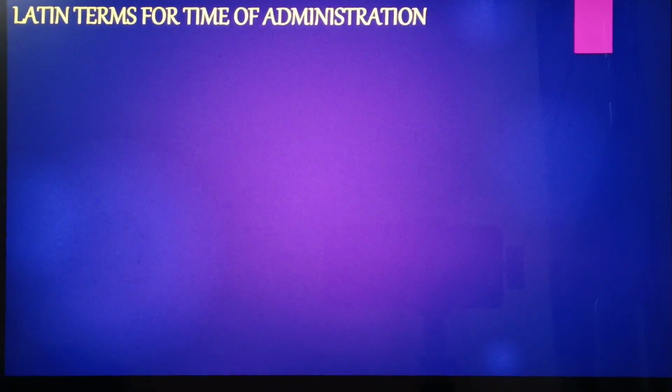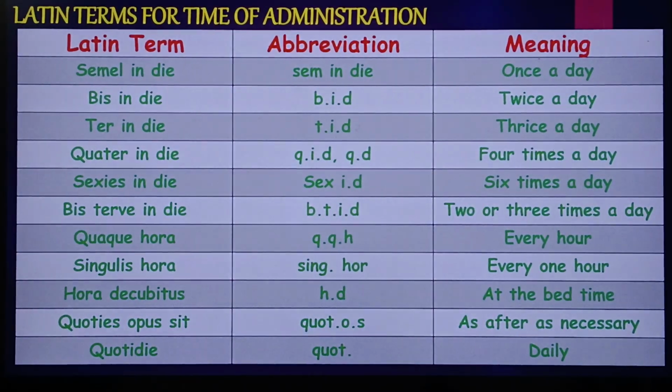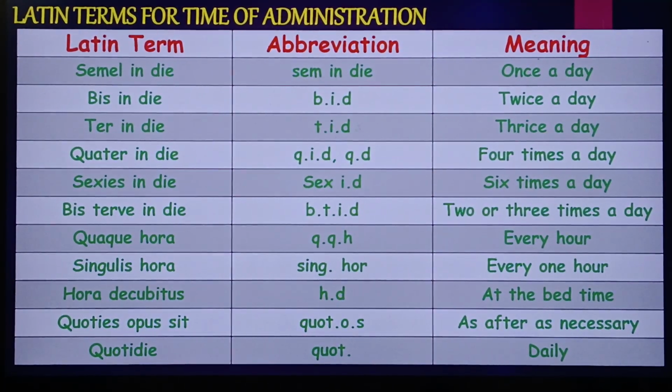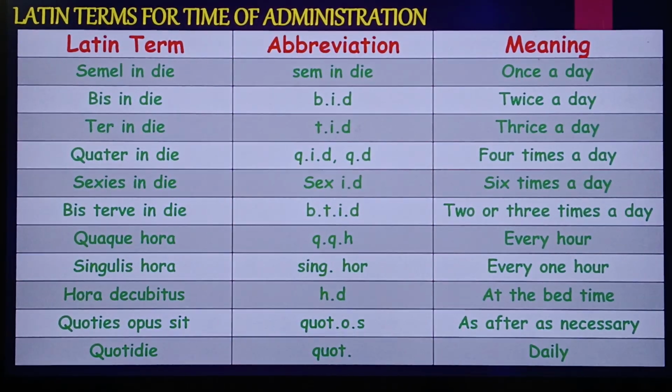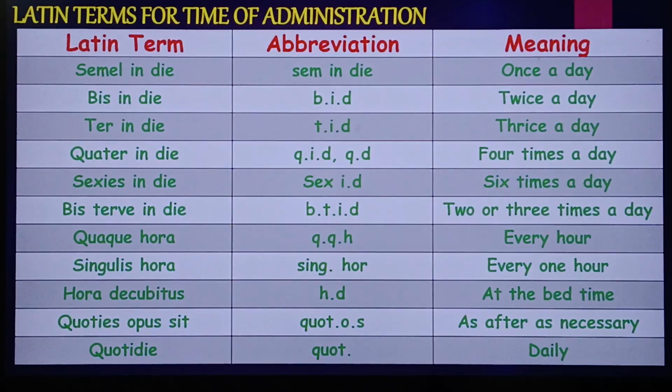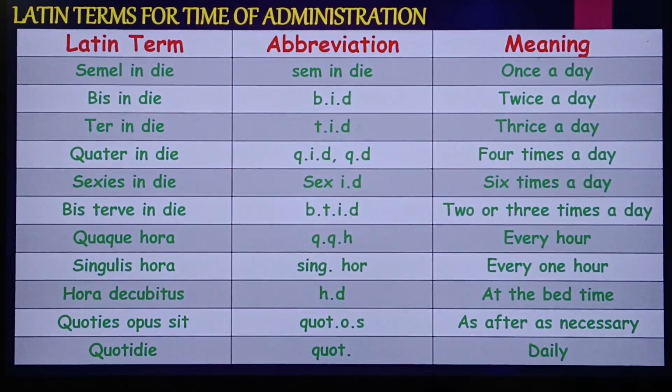Now we will learn the Latin terms for the times of administration, times per day. Semel in die, semin di, once in a day. Bis in die, BID, twice in a day. Ter in die, TID, thrice in a day. Quater in die, QID or QD, 4 times in a day. Sexies in die, sex id, 6 times in a day. Bis terve in die, BTID, 2 or 3 times a day. Quaque hora, QQH, every hour; singulis horis, sing hor, every 1 hour; hora decubitus, HD, at bedtime; cum opus sit, cum OS, as necessary; cotidie, cotid, daily.